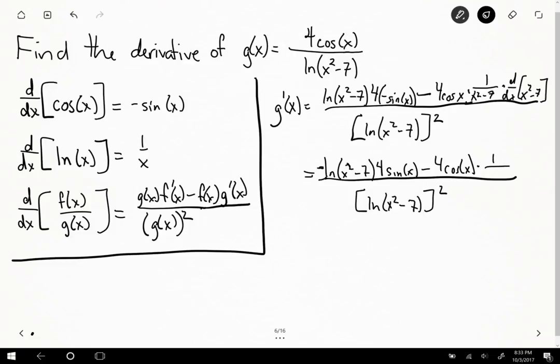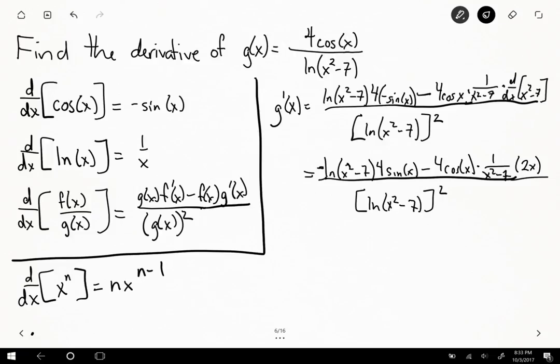times 1 over x squared minus 7. Don't let your eyes fool you, that's a perfect x squared minus 7. And then times the derivative of x squared minus 7, we just use the power rule. I didn't write that over here. If you don't remember the power rule, d dx of x to the n is n times x raised to the n minus 1 power. So that's where the 2 drops down, and we subtract 1 from that exponent.